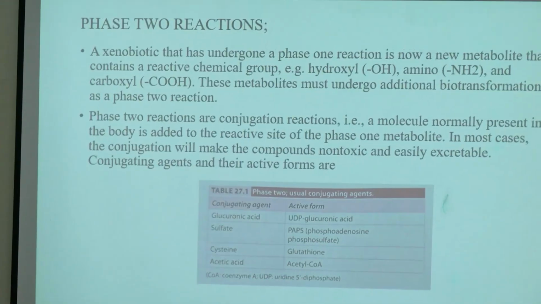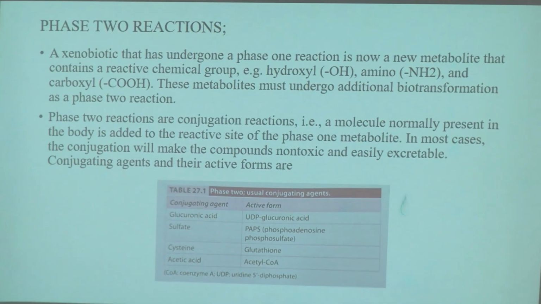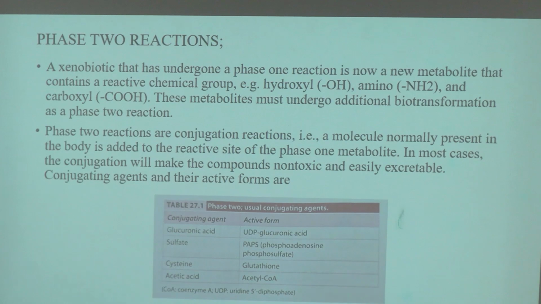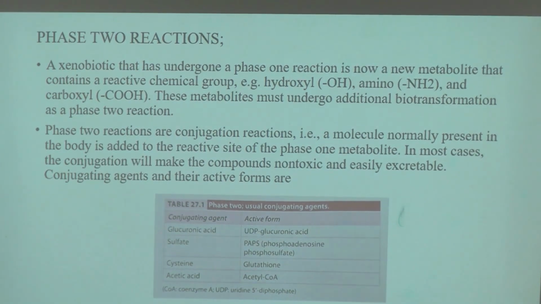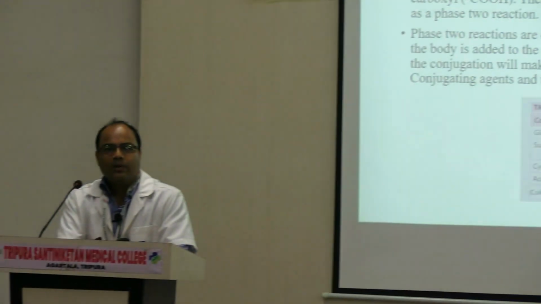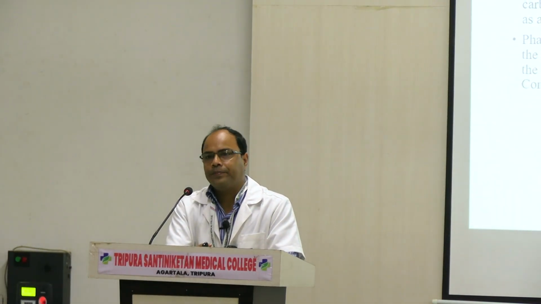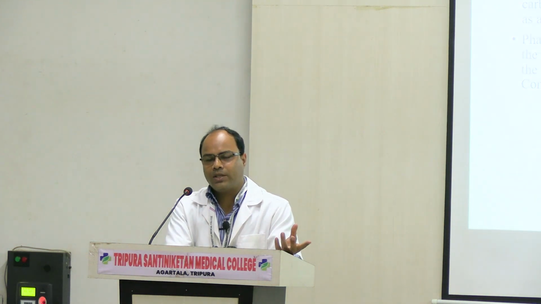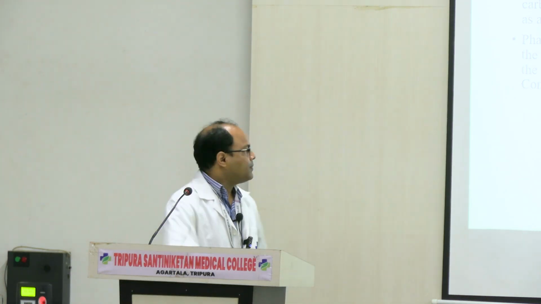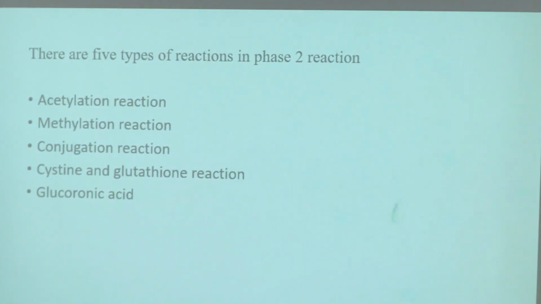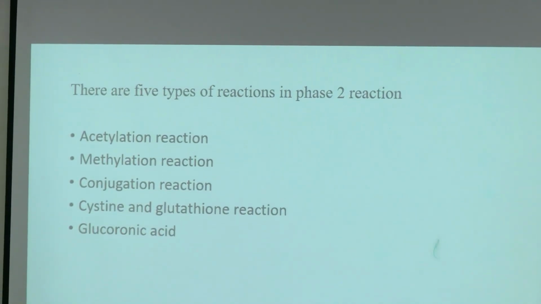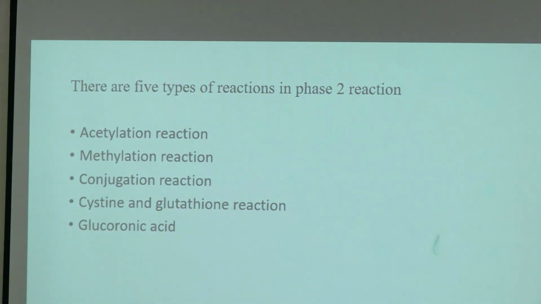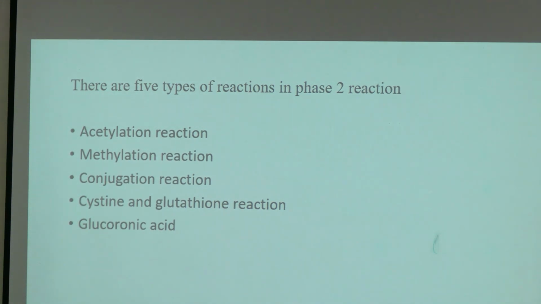Next, phase 2 reaction. After phase 1 reaction, we may end up with some products. We have to go through additional reactions to detoxify them or excrete them from our body. Please remember, in phase 2 reaction there are 5 types of reactions: acetylation reaction, methylation reaction, conjugation reaction, cysteine and glutathione reaction, and glucuronic acid. These are the 5 types of reaction that occur in phase 2 reaction.